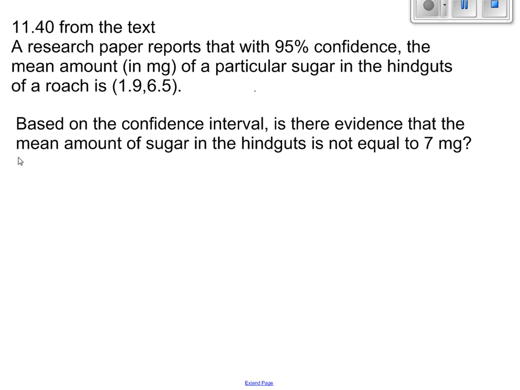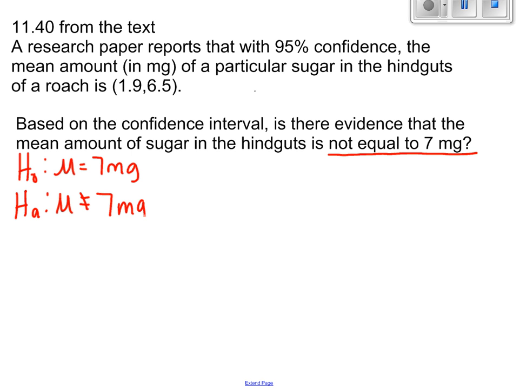So the first thing that I'm going to do is write out my null and my alternate. My null is 7 milligrams, and my alternate, it says it right here, is there evidence that it's not 7 milligrams? I would also write out sentences for both of these. I'm not sure it's worth our time to write a sentence in this vodcast, but basically the null hypothesis would say the mean amount of sugar in the hindguts of the roach is equal to 7 milligrams, and the alternate would say the mean amount of sugar in the hindguts of the roach is not equal to 7 milligrams.